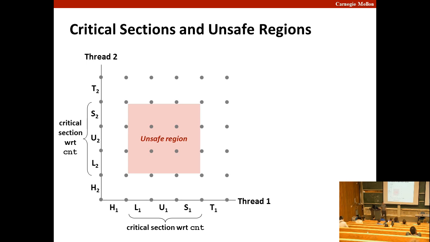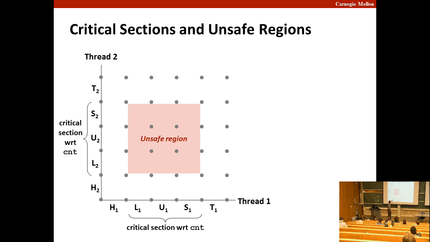So we refer to this area as the unsafe region, because once I do the load, I have to proceed through until I do the store. If I get interrupted by another load, there's a problem. Or by another update, there's a problem. So if I start here, I can't go up until I get to here. If I start here, I have to continue this way until I get past that store.